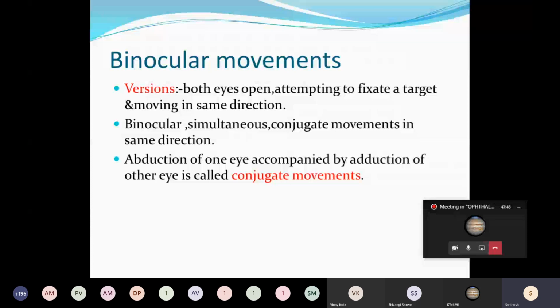Coming to the versions: both eyes open, attempting to fixate an object and moving in the same direction. This is known as versions. They are binocular simultaneous conjugate movements in the same direction. Abduction of one eye is accompanied by the adduction of the other eye, and this is known as conjugate movement. For example, in a dextroversion, there is abduction of the right eye and adduction of the left eye. So this movement is referred to as a conjugate movement.